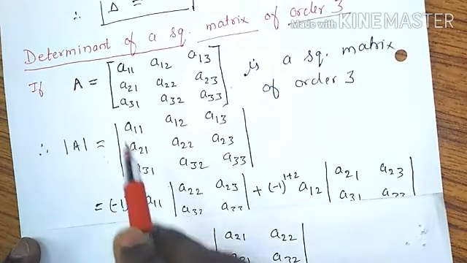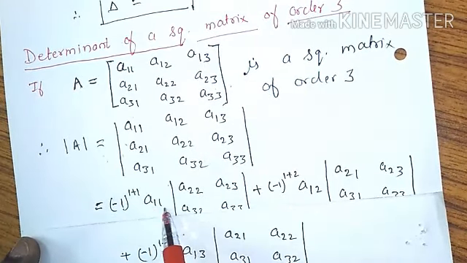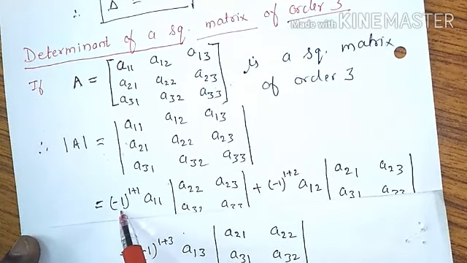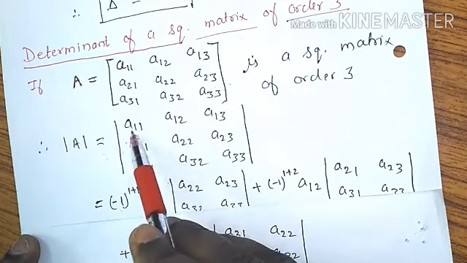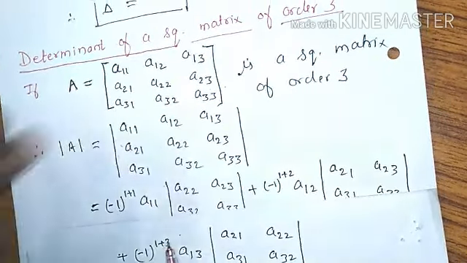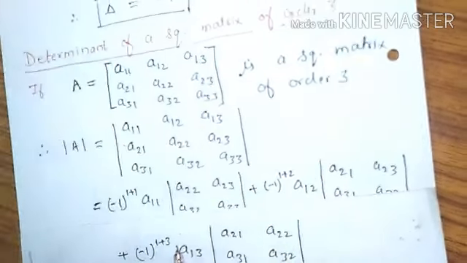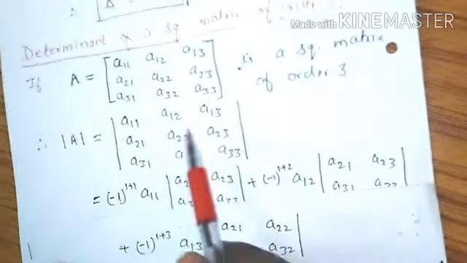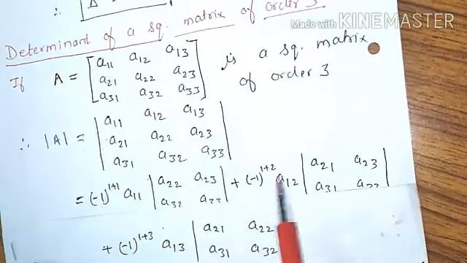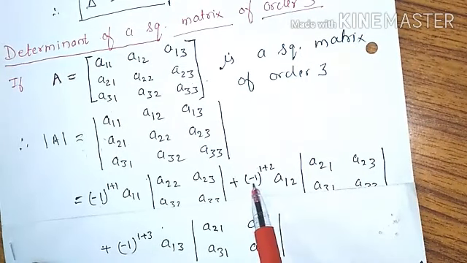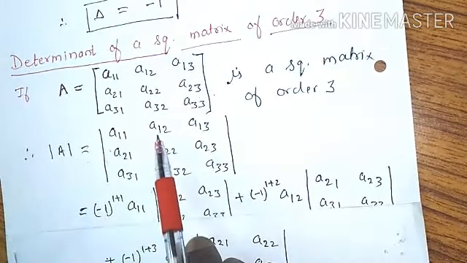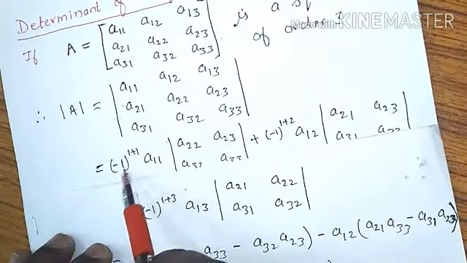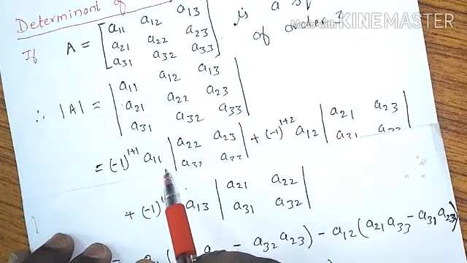So what we have to do, we have to take first this element a11, and here I have taken minus 1 to the power 1 plus 1. Now minus 1 is a number and 1 plus 1 is the position of this element. You can see that 1, 1 means the element of the first row and first column. So minus 1 raised to the power 1 plus 1. Similarly, when we are taking this element, I will be taking here a12 and here minus 1 raised to the power 1 plus 2, because the position is first row and the second column.